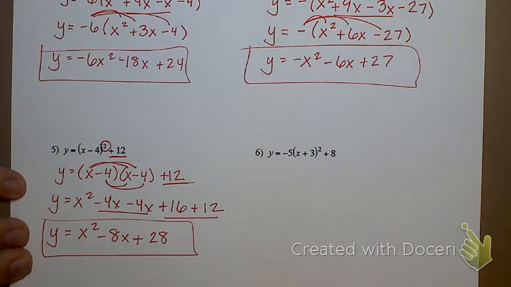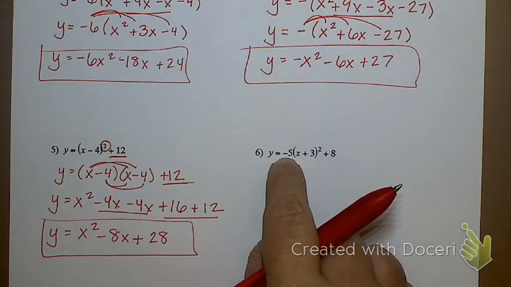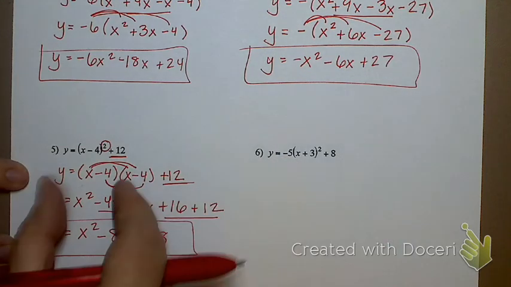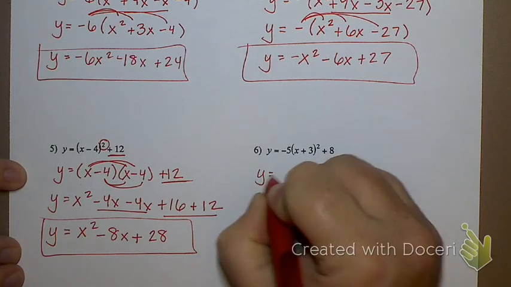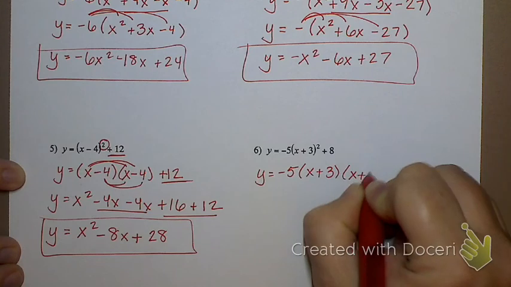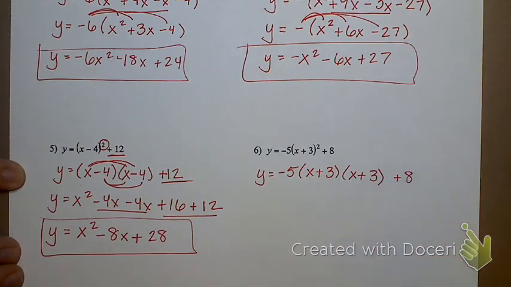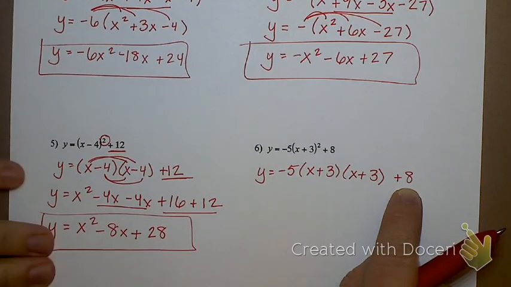Oh, 16. Not hard? What's different about number 6? There's a number out front. Do not distribute the number out front until you have done this multiplication process. Okay. So, y equals negative 5, and then I have my x plus 3 and x plus 3, and then I have the plus 8. By the way, is the negative 5 going to distribute to the 8? No. Only to the result of this.